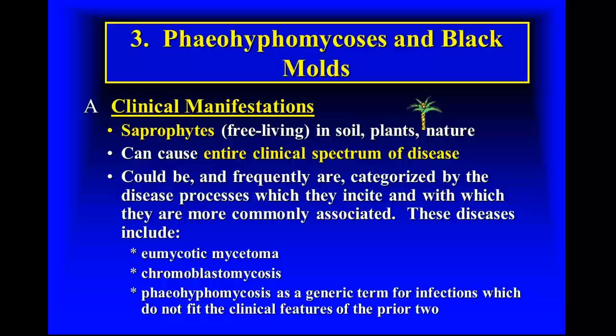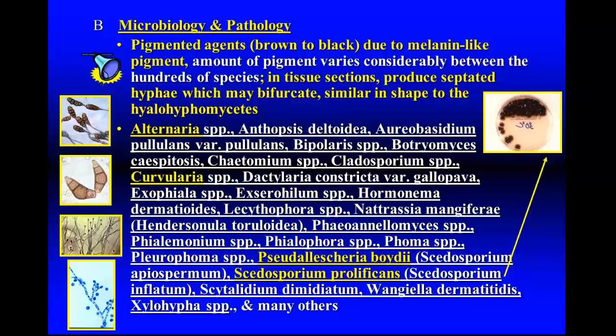The third of these four types of opportunists are the black molds. They're free living in nature. They can produce the entire spectrum of disease. And this is your pearl. They're pigmented. They're brown to black, both grossly, as in the case here, where we see Scedosporium prolificans inflatum, and microscopically, as Alternaria, the little hand grenades. So they're brown to black because they have a melanin-like pigmentation.